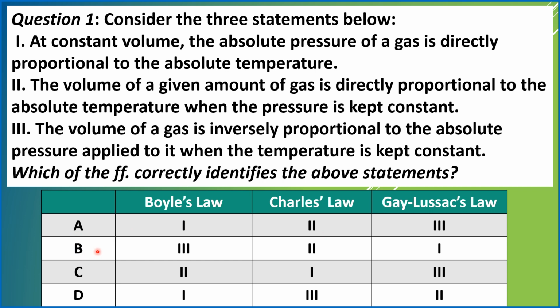For option letter B, the first statement is Gay-Lussac's law, the second statement is Charles' law, and the third statement is Boyle's law. For option letter C, the first statement is Charles' law, the second statement is Boyle's law, and the third statement is Gay-Lussac's law. And option letter D, the first statement is Boyle's law, the second statement is Gay-Lussac's law, and the third statement is Charles' law.